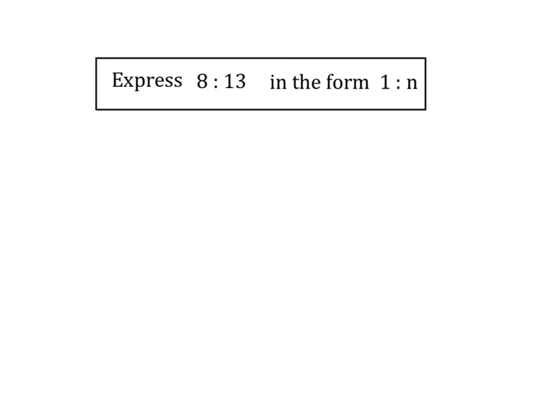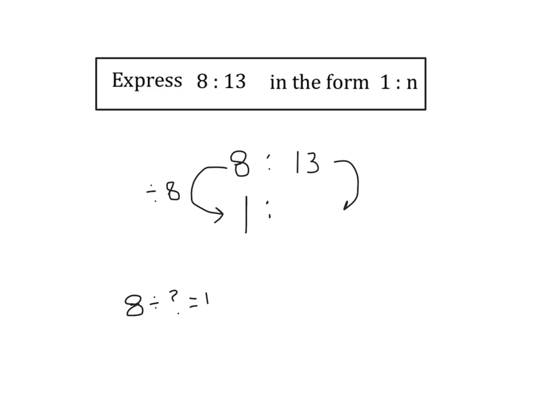Express 8 to 13 in the form 1 to n. So we've got 8 to 13. I want it in the form 1 to something. So I need to think, what did I do to get to this side? 8 divided by what is 1? Well, it's going to be divided by 8. So I need to do that on this side.